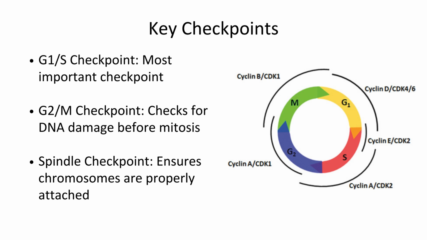During mitosis, there's one last checkpoint, called the spindle checkpoint. This ensures that all chromosomes are properly attached to spindle fibers. If not, the cell will not proceed with division and may initiate apoptosis to prevent errors.